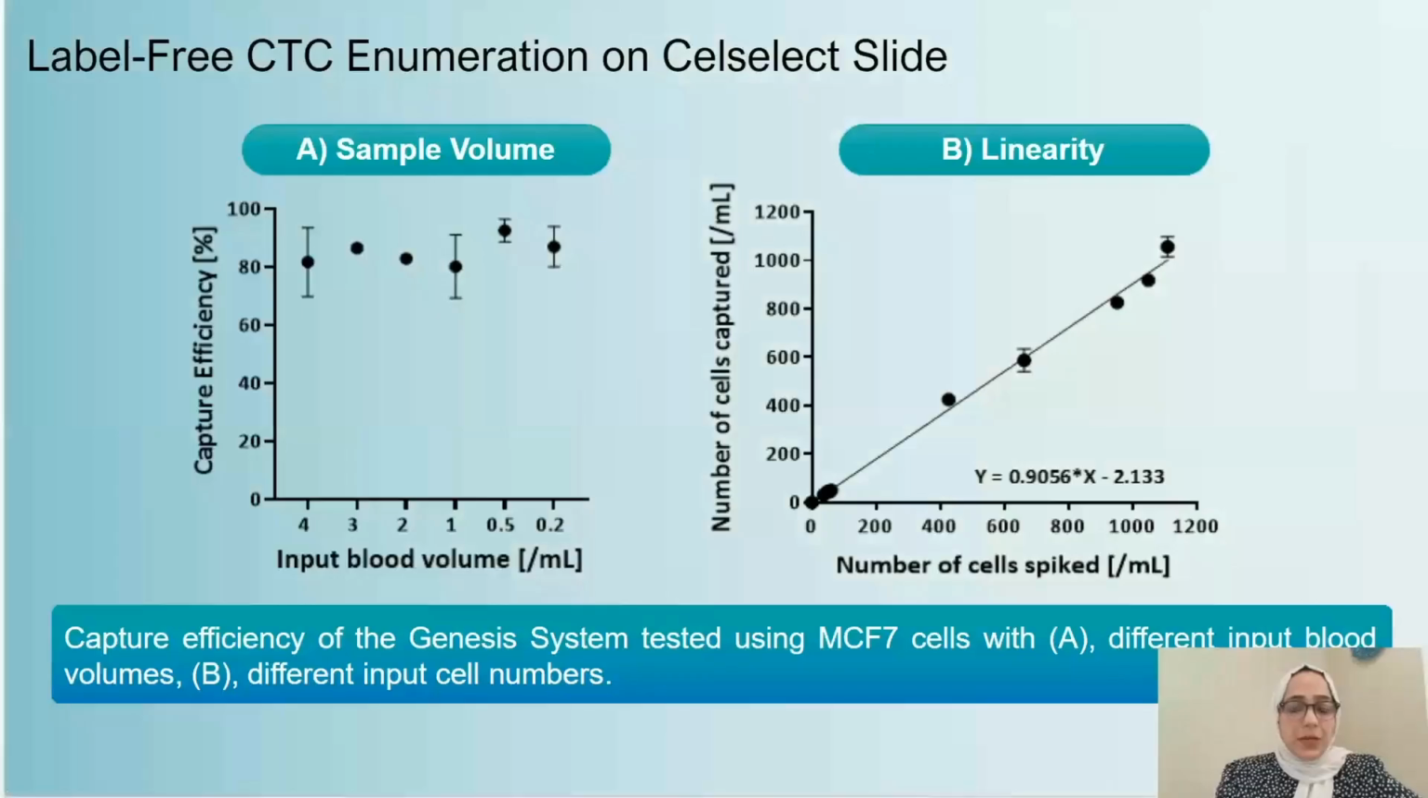In this set of experiments, breast cancer cell line MCF7 was spiked into healthy donor blood and processed using Genesis. We have validated a high capture efficiency of greater than 80% using a range of blood volume from 4 ml to 200 microliters. And on the right, we can see that the capture efficiency was highly linear for samples containing a low concentration of 10 cells per ml up to 1,000 cells per ml.